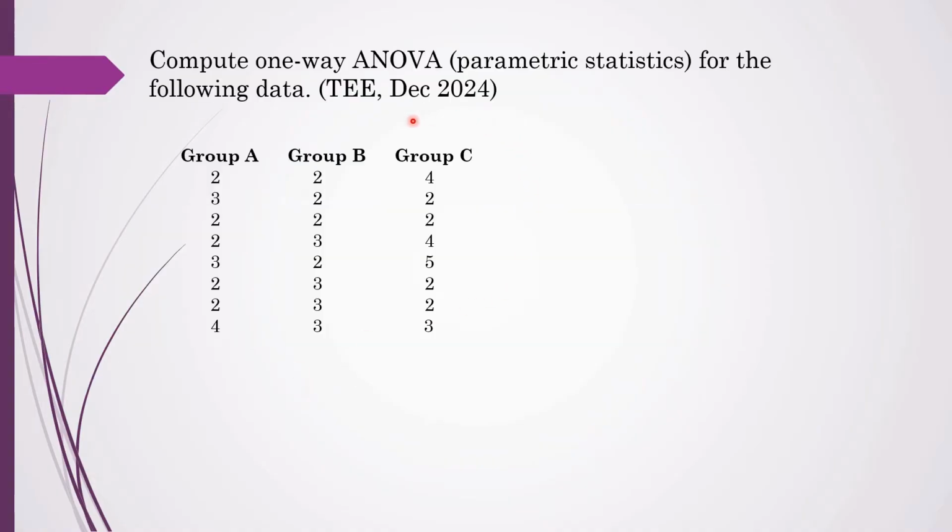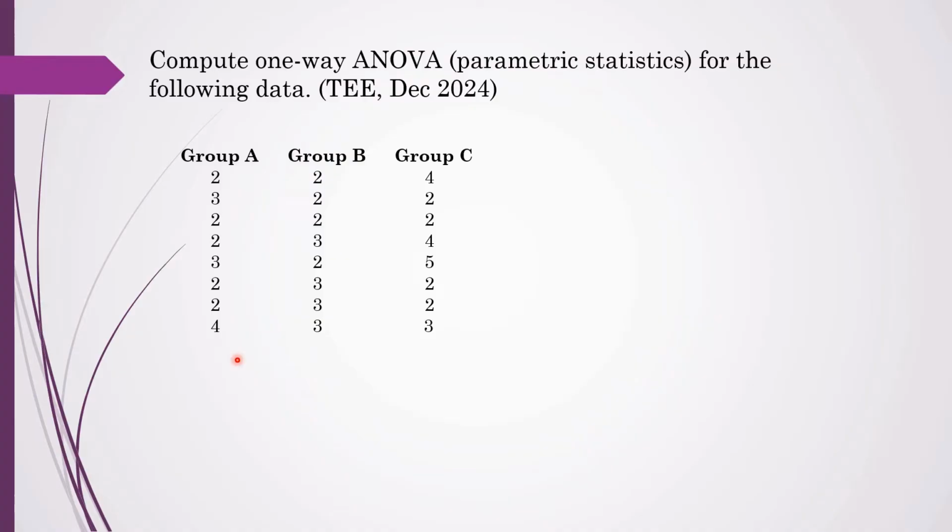Let's quickly do one last question, and this is the latest one. Compute one-way ANOVA parametric statistics for the following data, and this came in the term end examination of December 2024. What do we have? Group A, Group B, Group C, as usual 3 groups, and under each group we have 8 numbers. Again I am going to go through this really fast. I'm hoping you will solve this yourself and then just cross check.